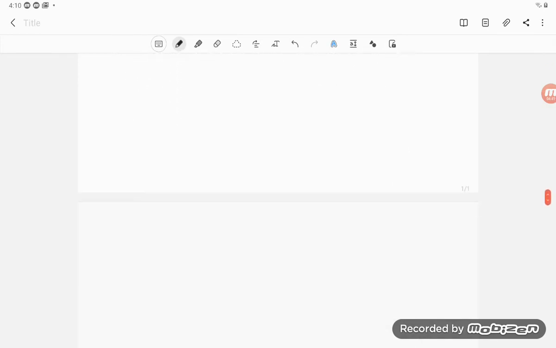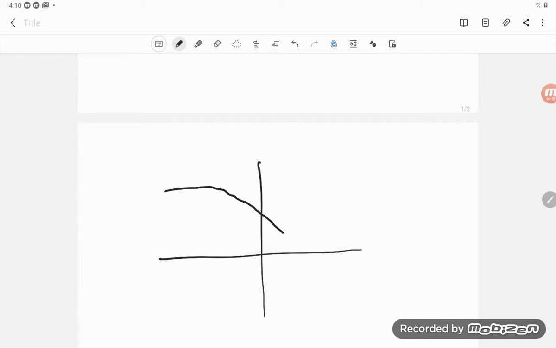Okay, so suppose another example. Suppose f prime, I don't know, maybe does something like that. I left a hole right there. That's f prime. Now, what I see is f prime is positive everywhere. So that means f is increasing everywhere.